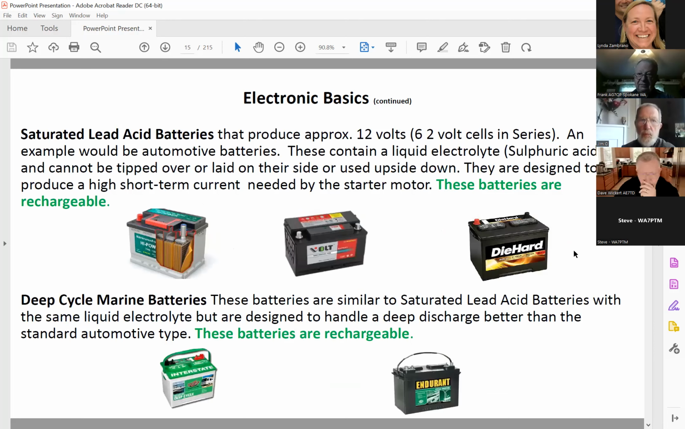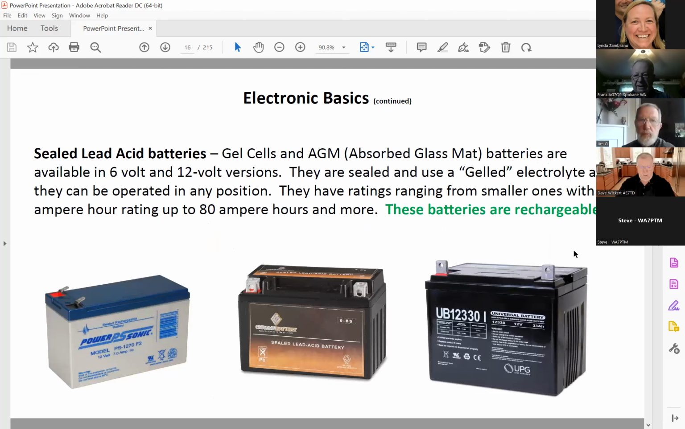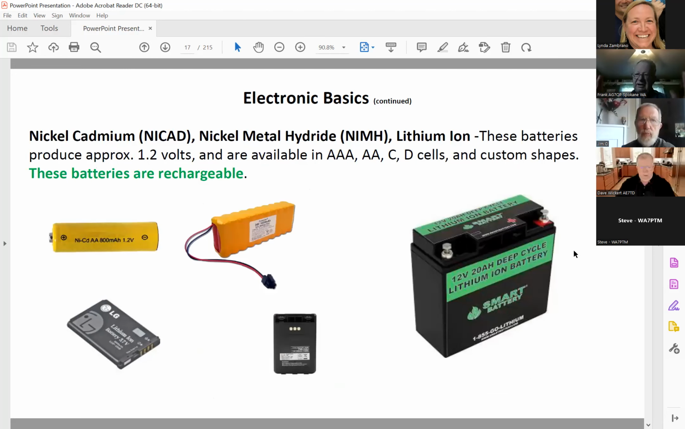Saturated lead acid batteries. You have deep cycle marine batteries. You have sealed lead acid batteries, and you have nickel cadmium, nickel metal hydride, and lithium ion batteries. They're all different types. You're not going to be tested on them. Just know that they're out there, and which ones you use depends upon the application you're going to use.